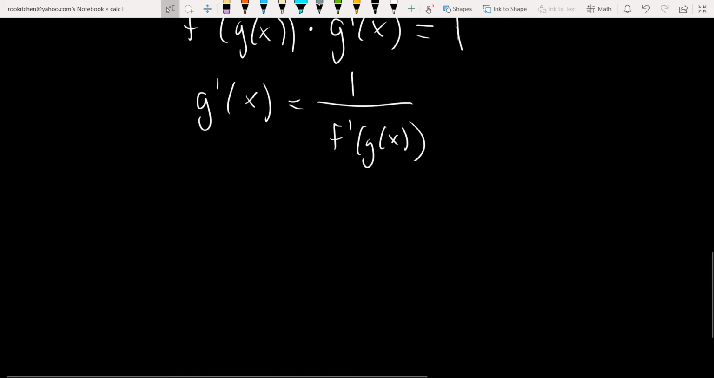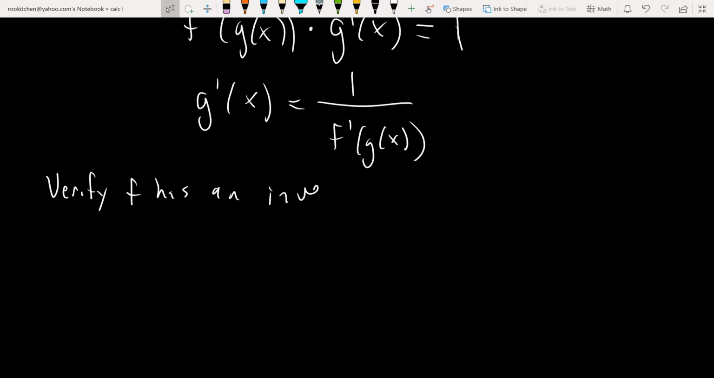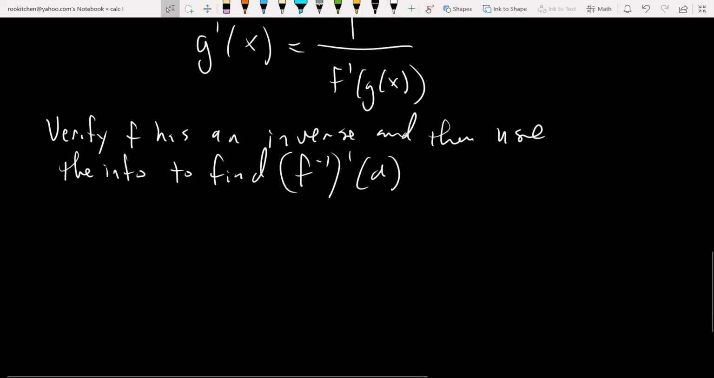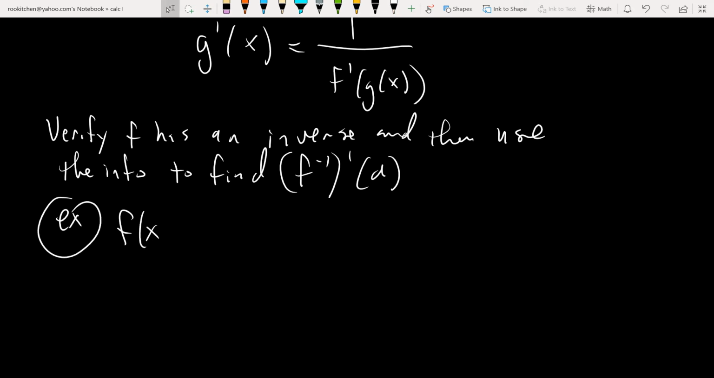Let's take a look at a type of exercise you're up against. Here they want you to verify f has an inverse, and then use that information to find f inverse prime of a. In this problem, the function given is a cubic.